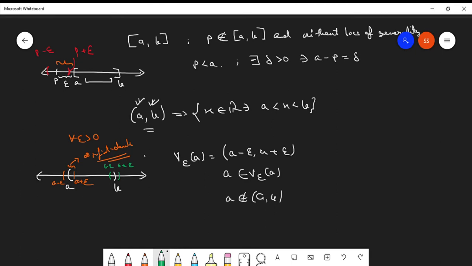This is a simple exception to this concept which we studied. Just that for something to be a limit point, you should first verify whether it belongs to the interval or not. Clear?